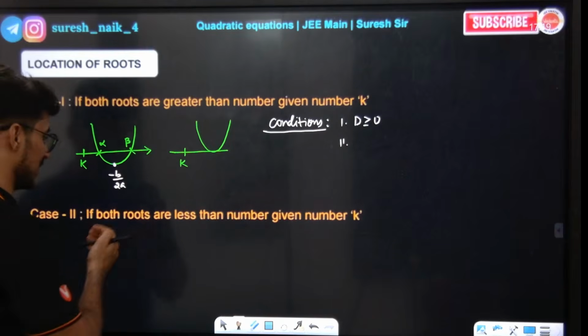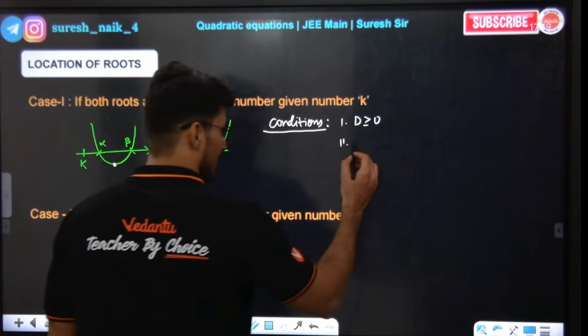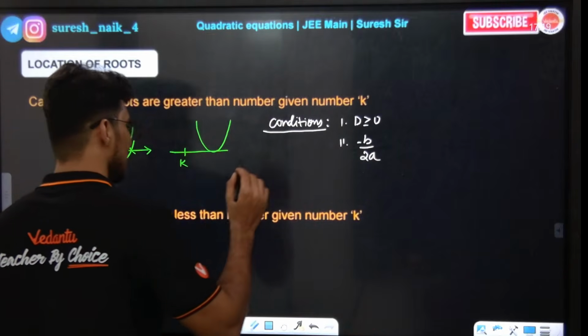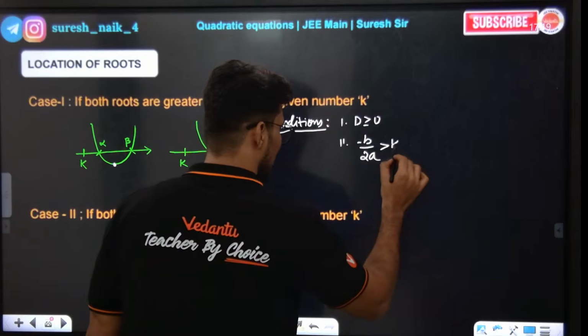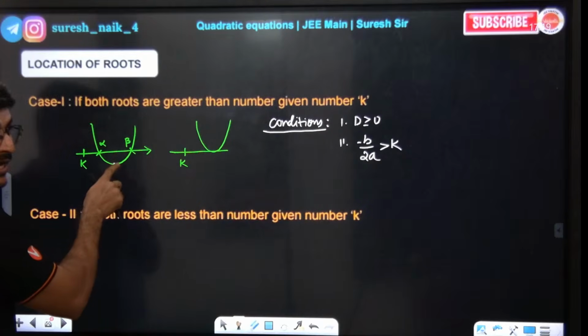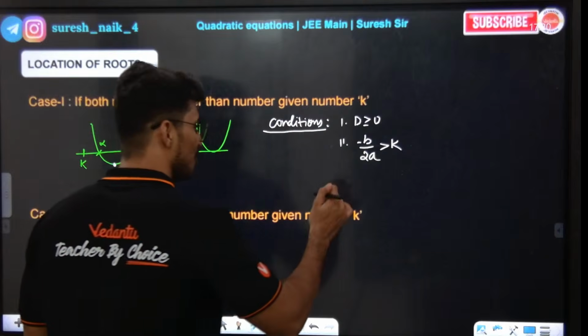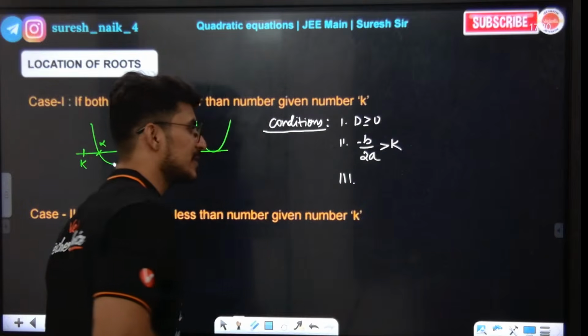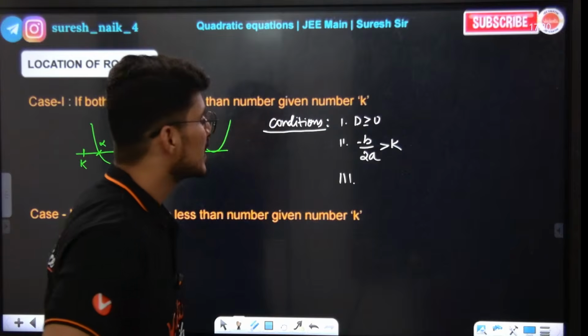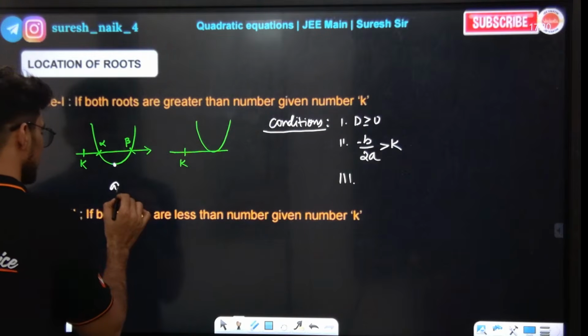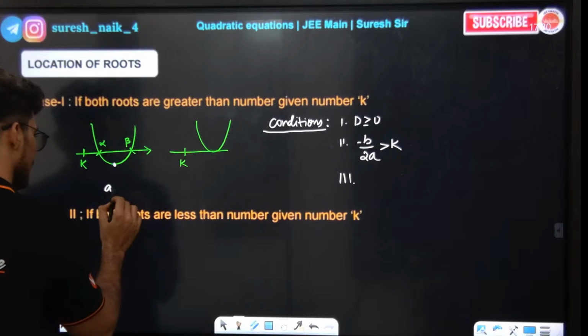Next, the x coordinate of the vertex is minus b by 2a. The x coordinate of the vertex of the parabola, minus b by 2a, is obviously greater than k here. Now step number 3. What is step number 3? For example, what is a here? A is positive.